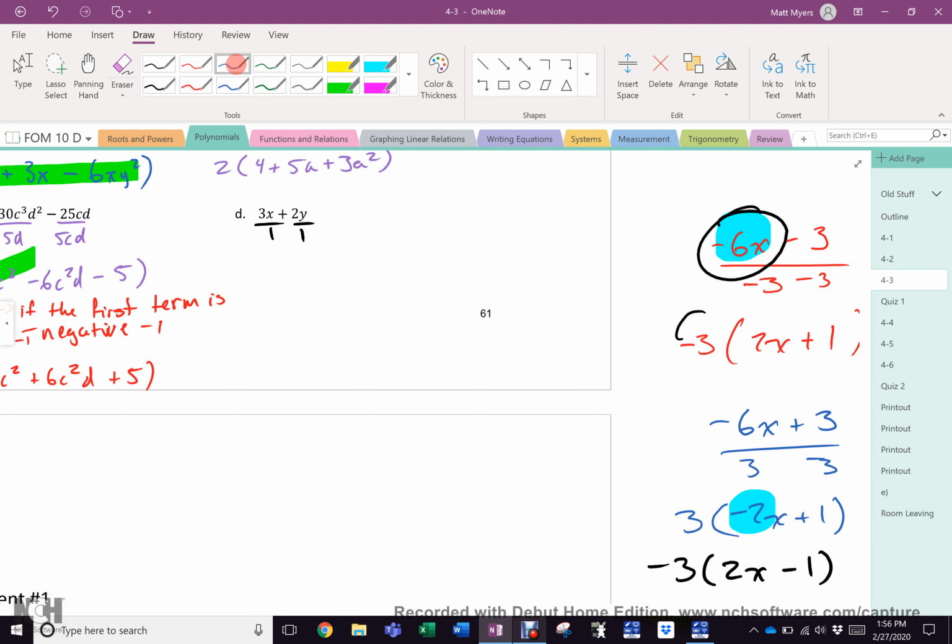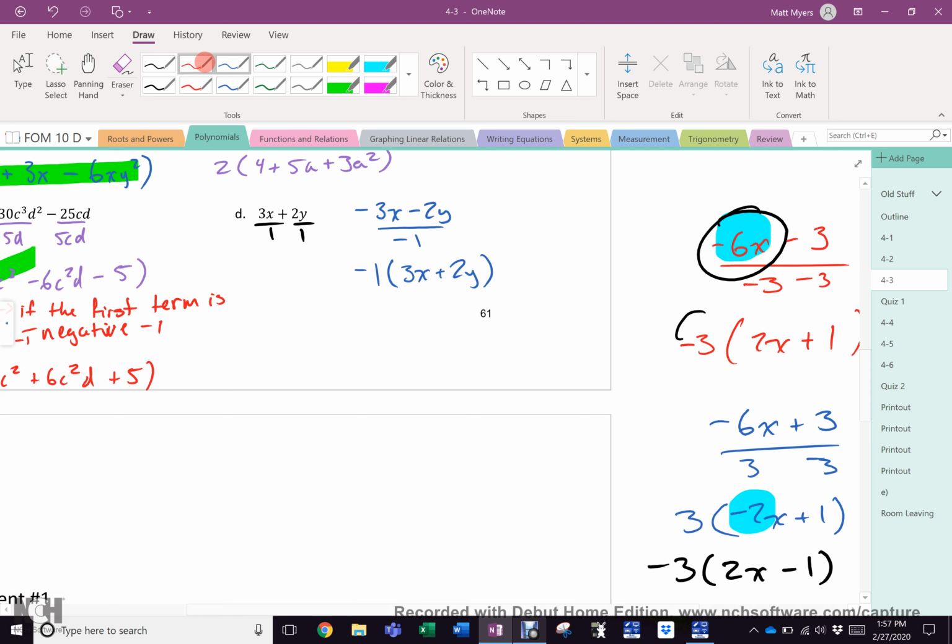Now, let me ask you this. What if I had negative 3x minus 2y? What would you do with that? Right. You would bring out a negative 1. So you would write negative 1, and what would this be? 3x, and what would this be? Plus 2y. Everybody cool? You can do that?